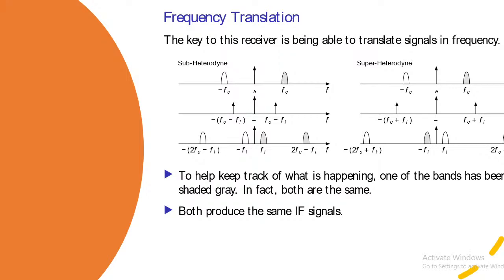For the superheterodyne, you will get the shaded portion on the left-hand side, at minus Fi, and the unshaded portion at Fi. So now, to keep track of what is happening, one of the bands is shaded in gray. Otherwise both the bands are the same. Both of them produce the same IF signal. Next.